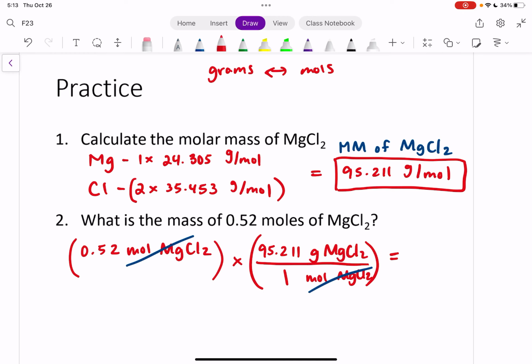So we've got 0.52 times 95.211. And that's going to give us 23.80275 grams of MgCl2. And then let's just double check. So here we've got 5 sig figs. Here we've got 2 sig figs. So we're going to go with 2. So that means I need to round to here. And let's make that 24. And we'll scooch this up here.